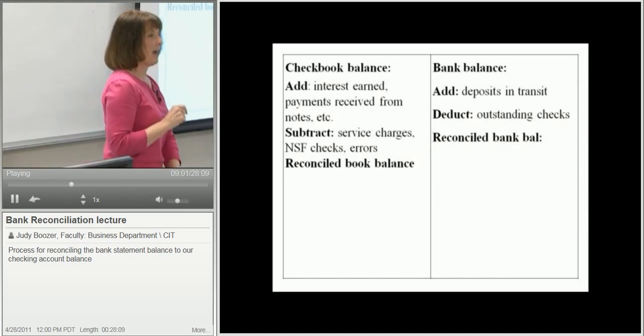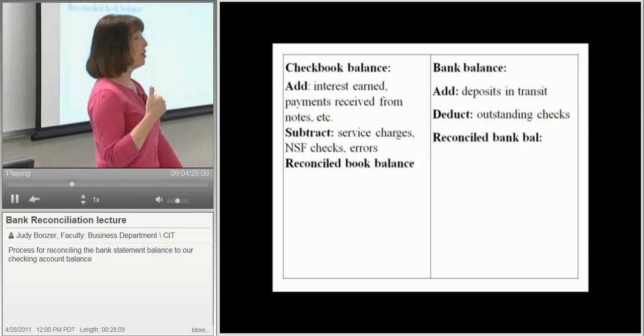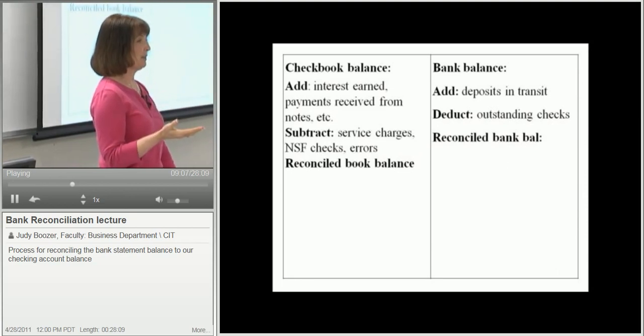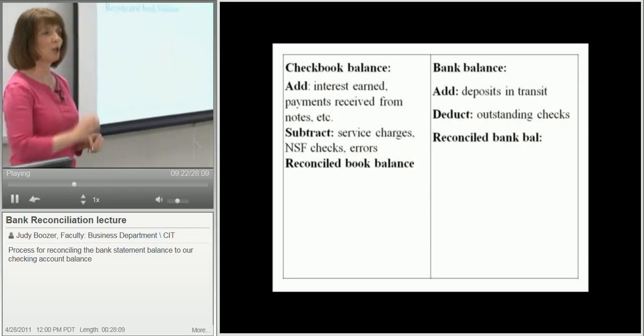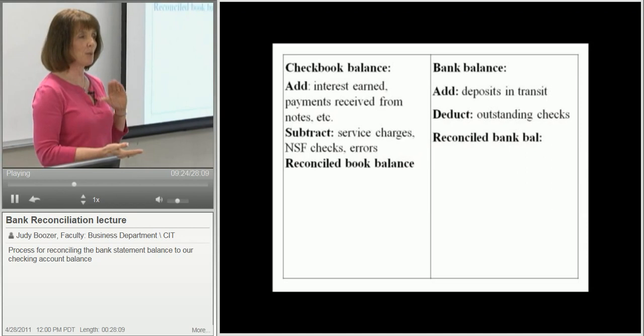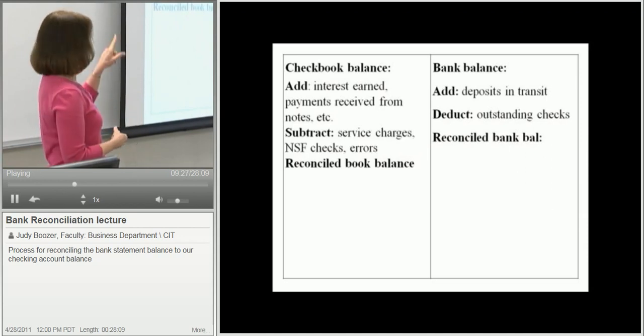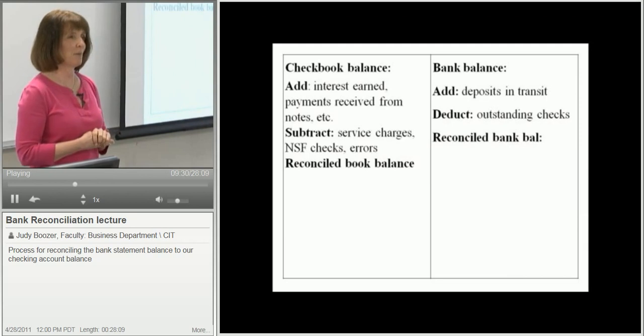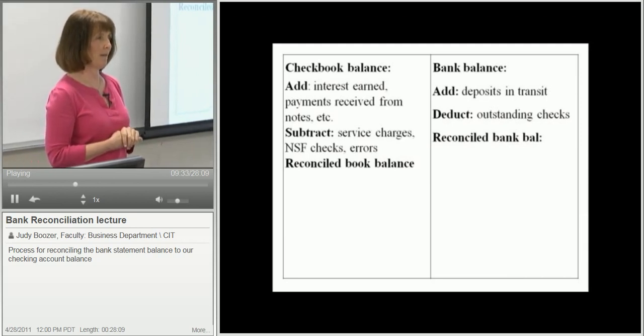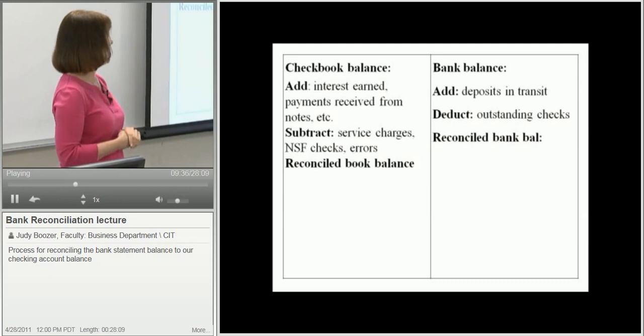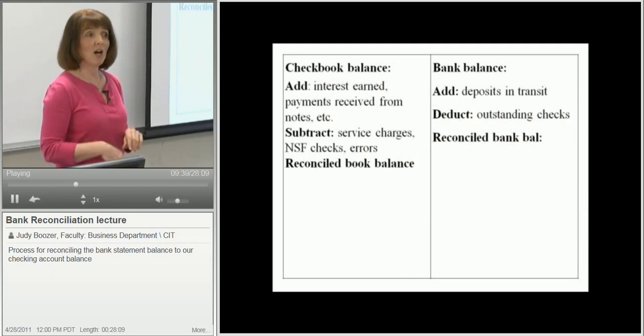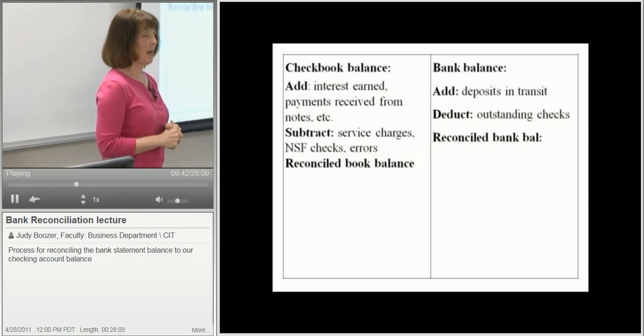And what are you going to list them by? Check number. What if that information isn't given to you? You're going to list them by dates and amounts, okay? But usually the check numbers are the easiest way to go because that identifies the specific check and amount. So you're going to list them all, not just the total amount of all the outstanding checks, but each specific check. And that's going to get deducted from the bank statement balance. And the result should be something called a reconciled, often called an adjusted, bank balance.